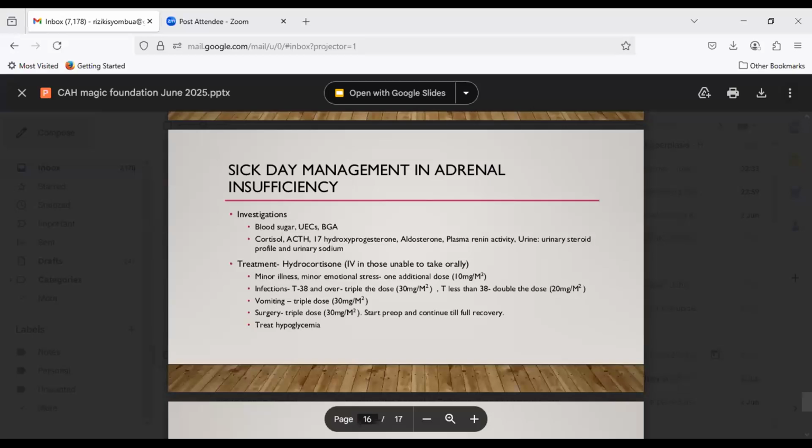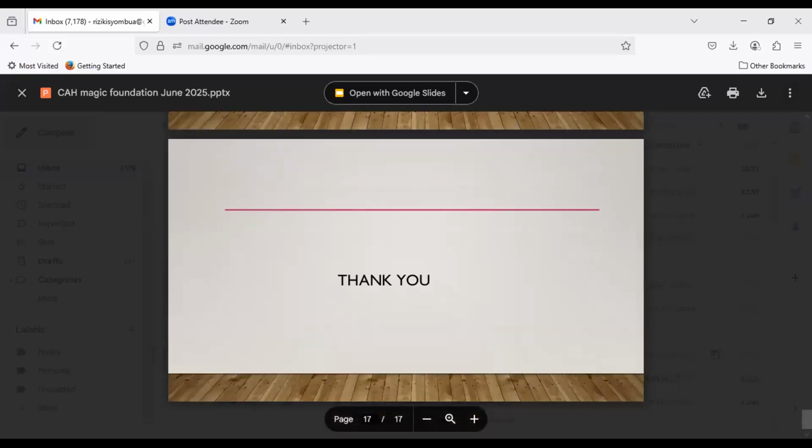Surgery requires preparation. From pre-op, you need to normalize the cortisol levels before you go to theater. You may need to give several doses during surgery. Some will give a continuous IV infusion. Remember to treat hypoglycemia that arises from lack of cortisol. I think that's it. Thank you. I'll wait for questions or comments.